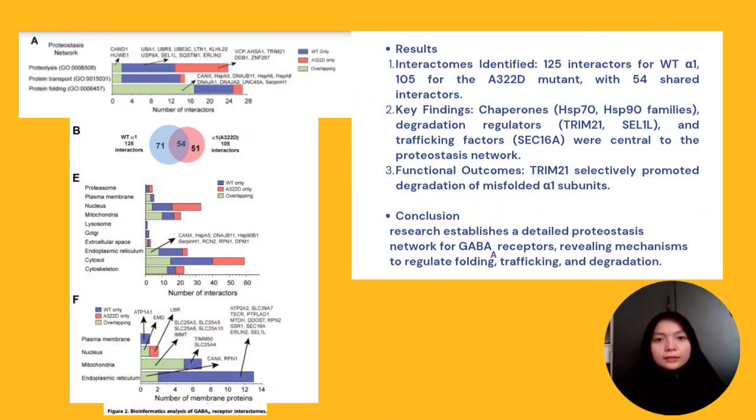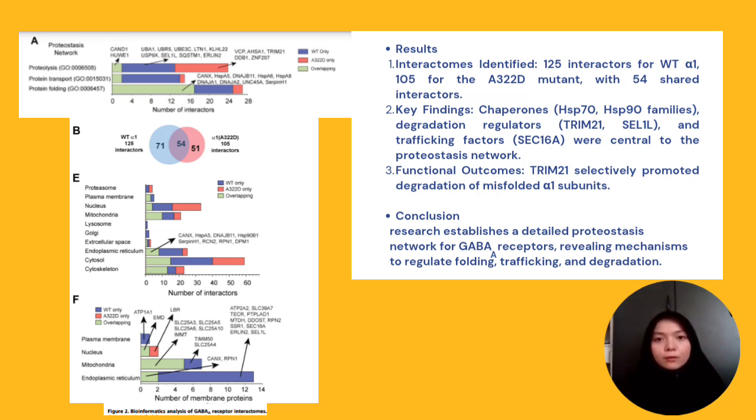For figure B, the interactome analysis identified 125 interactors for the wild-type alpha 1 receptor and 105 for the A322D mutant, with 54 shared interactors. Chaperones like HSP70 and HSP90, degradation regulators such as RIM21 and SEL1L, and trafficking factors like SEC16A were identified as central to the proteostasis network. The RIM21 in particular played a crucial role in selectively degrading misfolded alpha-1 subunits, showcasing its importance in maintaining receptor homeostasis.